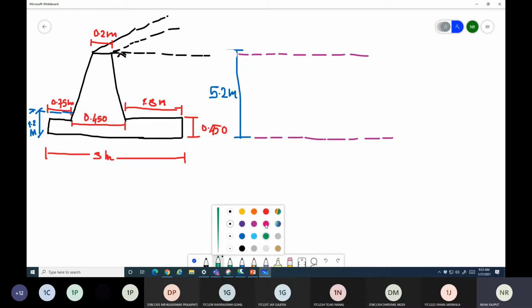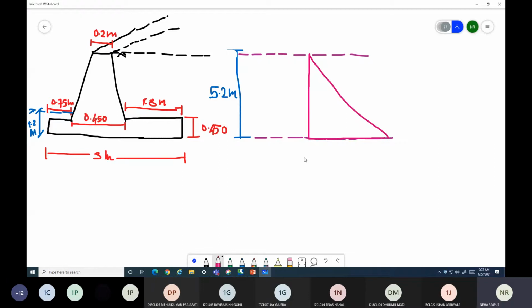So that pressure diagram is again maximum at the bottom and zero at the top. So this is my pressure diagram, and this pressure diagram is maximum at bottom and 0 at the top, and here the height is 5.2 meter. For the stability analysis, you need to consider full height of retaining wall. So this is 5.2 meter, and this is the pressure distribution diagram throughout the height. Pressure distribution throughout the height.